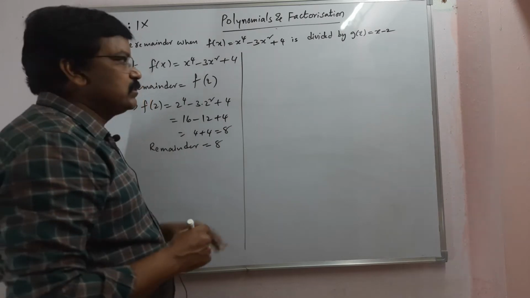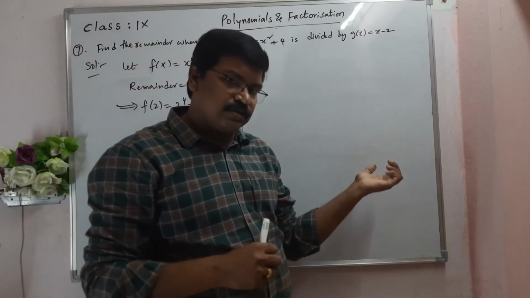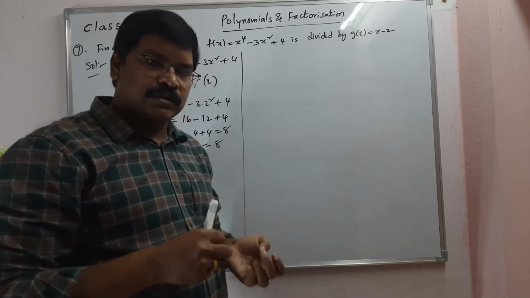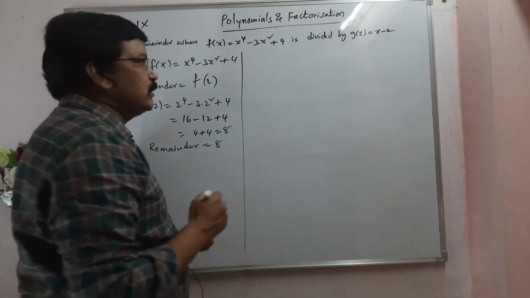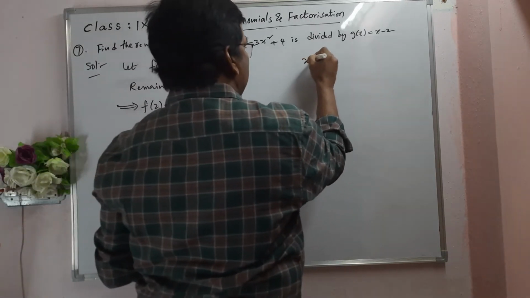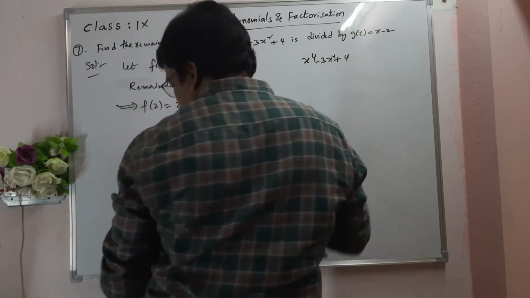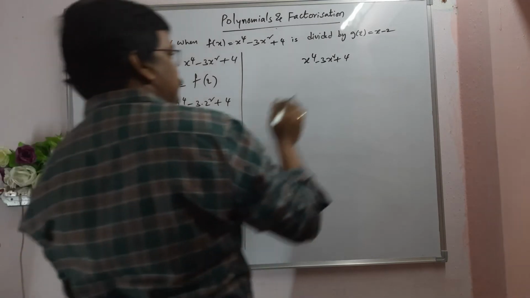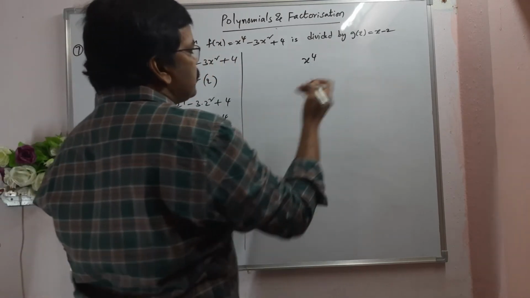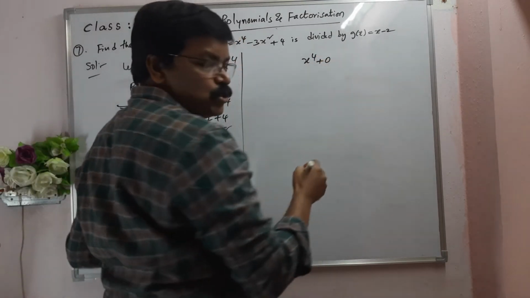Actual division. This is the first time I am teaching actual division for 9th class in this video. Listen carefully. Here x to the power of 4 minus 3x square plus 4. That means some terms are missing here. The x cube term is missing, take 0.